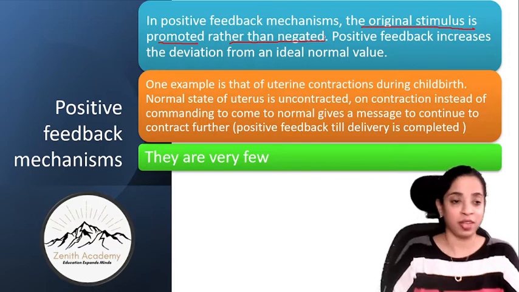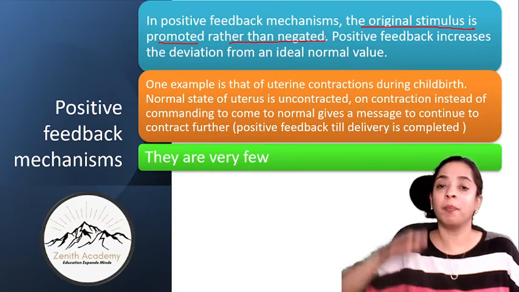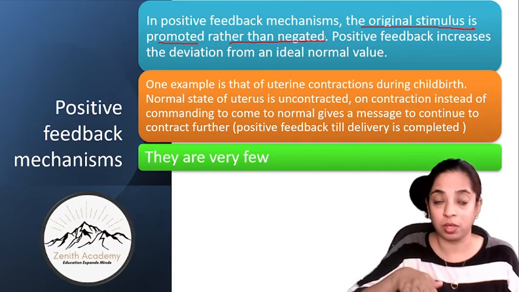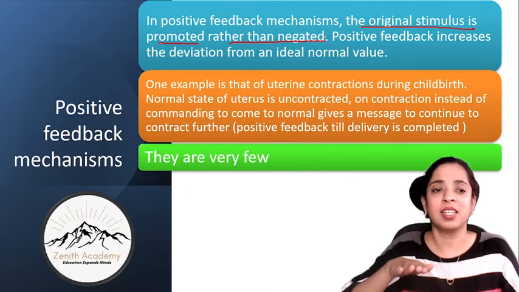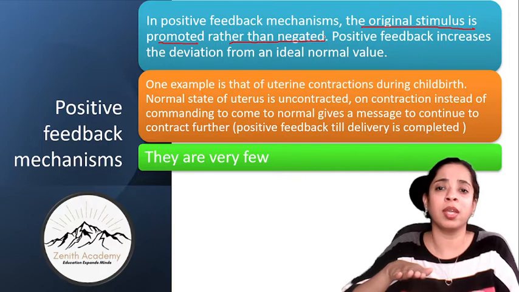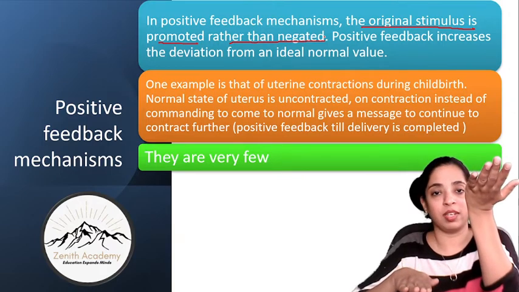In the negative feedback system, what happened when the blood sugar level was falling down? It was the opposite. The negative feedback told them to increase the blood sugar level, right?